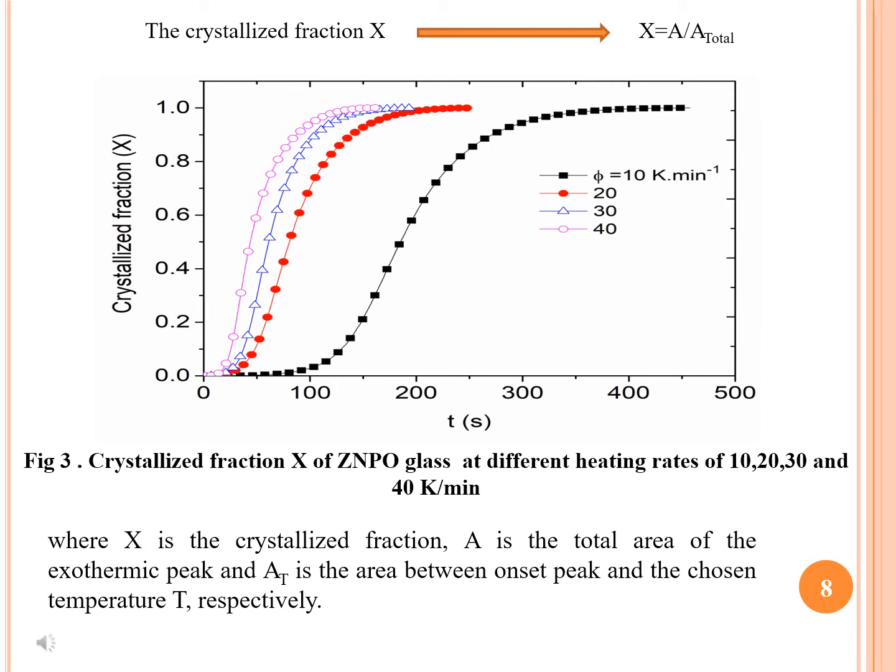In order to know the crystallized fraction X, we calculated the integrated area of the curve, which gives the fraction transformed X. A sigmoid character was obtained, which means nucleation followed by growth and full crystallization as a final stage.